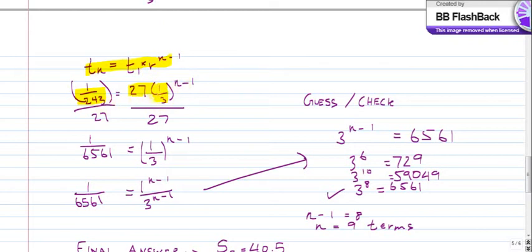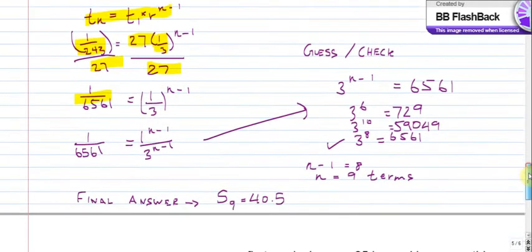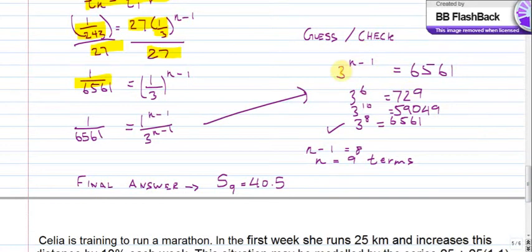So get rid of all the other things. Divide by 27 on both sides. You get an answer of 1 over 6561 is equal to 1/3 to the power of n minus 1. And then if you expand that, that's what it equals. So as we move on here, we know that 3 to the power of n minus 1 has to equal 6561. So we can guess and check to find out which power equals 6561.